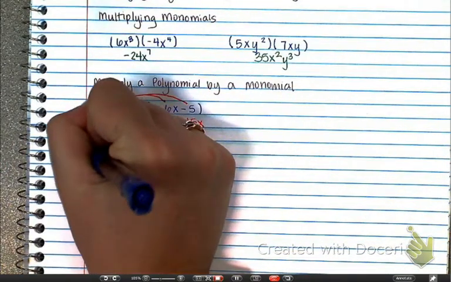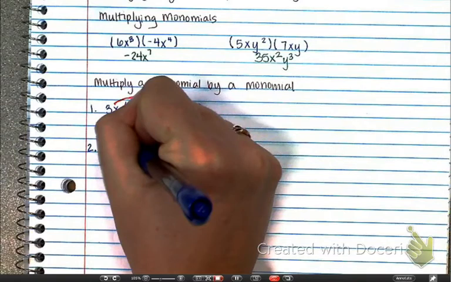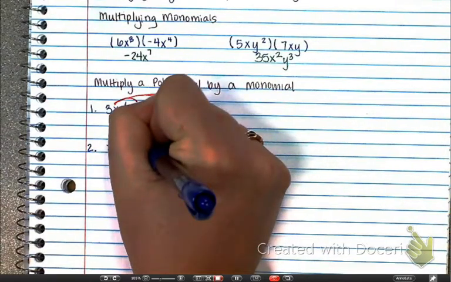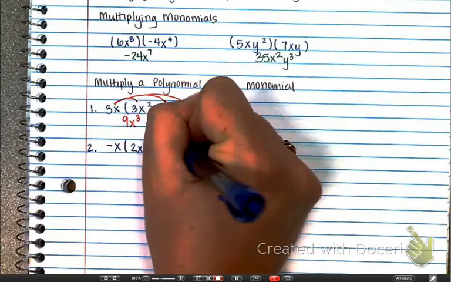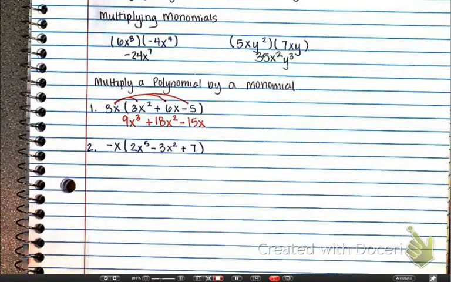Okay, why don't you try this one? We're going to, again, keep it basic, and then we'll add some things. Okay, so I have a negative x on the outside, and then 2x to the fifth minus 3x squared plus 7.